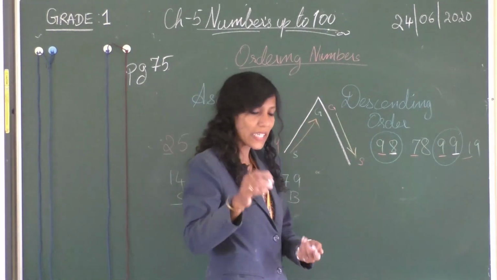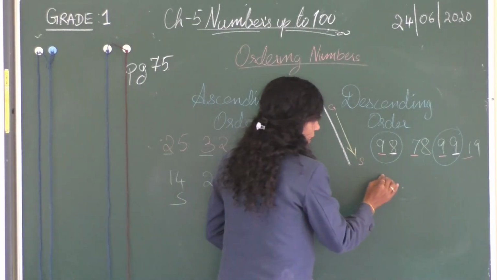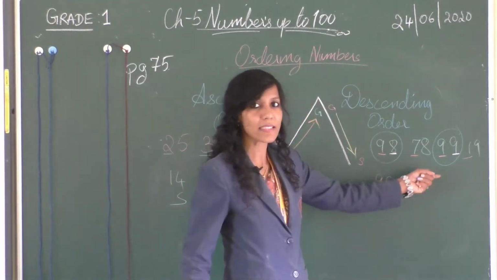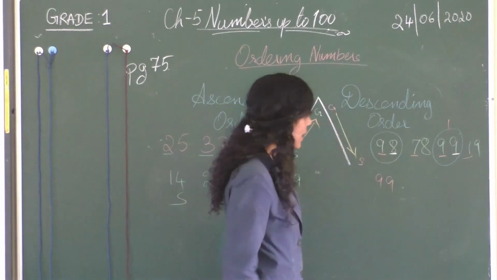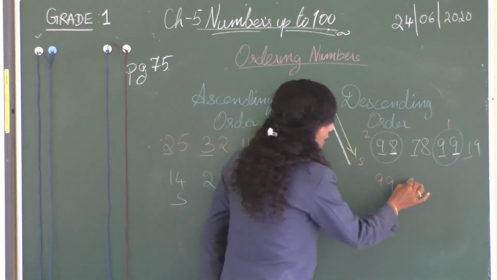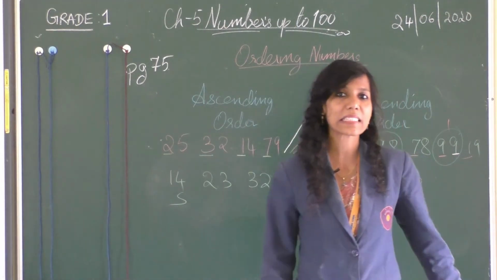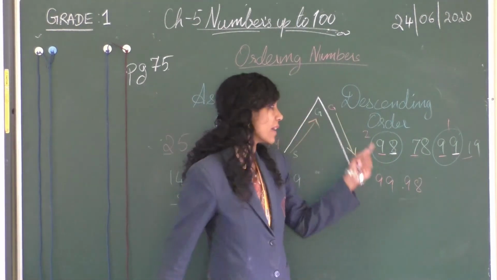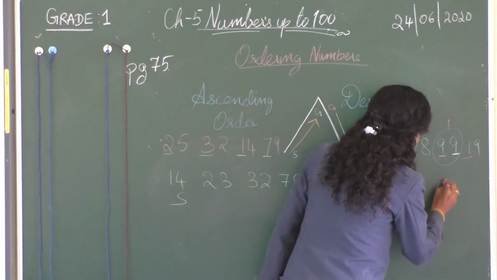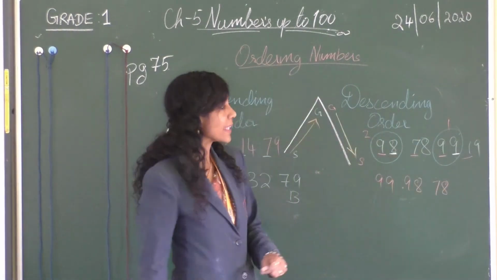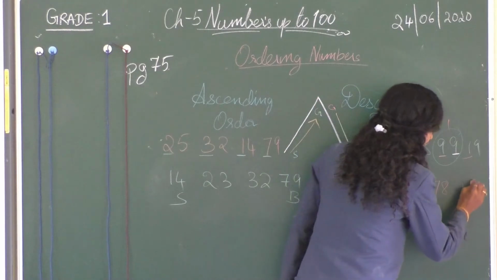So the number which you write first would be 99, as 9 is big. This will be the first number. This will be the second, 98. Now 7 and 1. Very easy. 7 and 1. The biggest number, right, 7. So you write 78. Next, 1 and 9, 19.